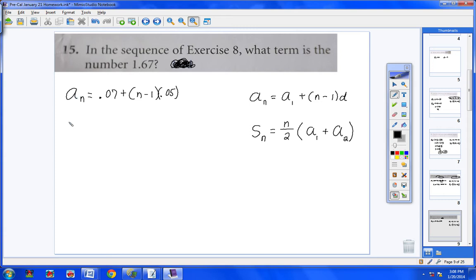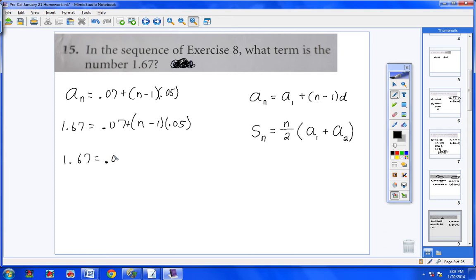So you come over to a subscript n, and you put 1.67, and now you're going to solve for n, because n is the number that shows you what term you're dealing with. So we're going to solve for n. Hopefully you see the difference there. So 1.67. Now be careful here. There should be a plus sign right there.